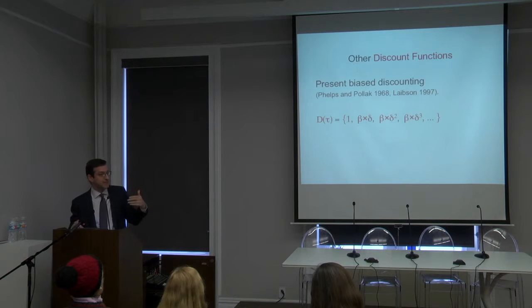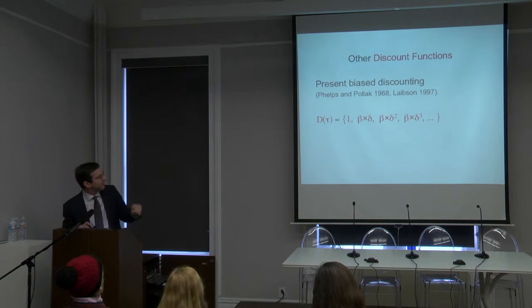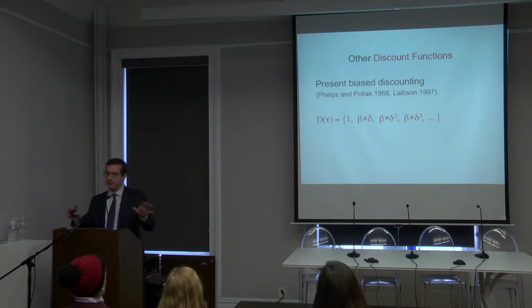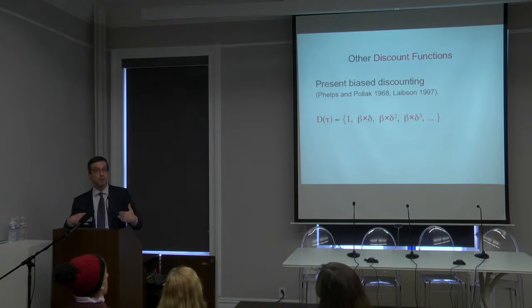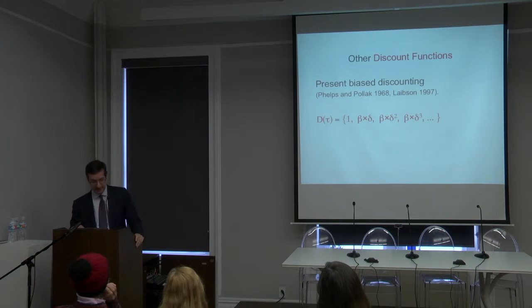So the present bias discount function, the one you saw on the previous slide, actually looks like this. It was first developed by Phelps and Pollak to think about intergenerational discounting in the 60s, and I've been applying it to intrapersonal discounting, meaning me today, me tomorrow, me the next day, more recently.